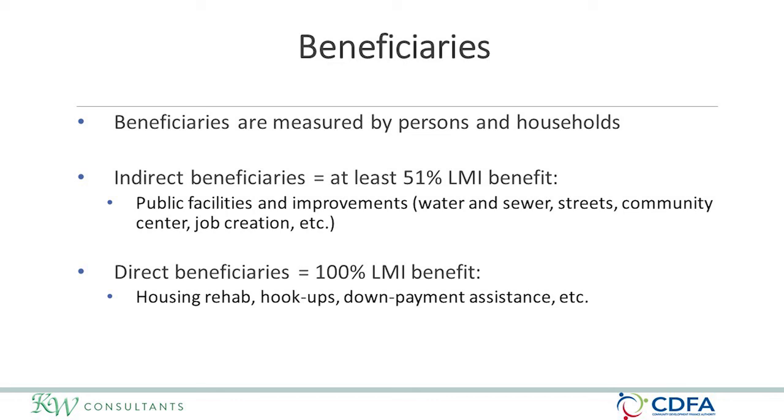An indirect beneficiary, in those indirect type activities like public improvements, public facilities, sidewalks, is 51% LMI benefit. That means that of all the people that are benefiting from that activity, at least 51% of them have to be persons who reside in an LMI family. A direct beneficiary is a person who is actually receiving a direct benefit from the CDBG program. Those would be things like having owner-occupied housing done, having lateral connections to municipal water, receiving down payment assistance as part of a home ownership program.